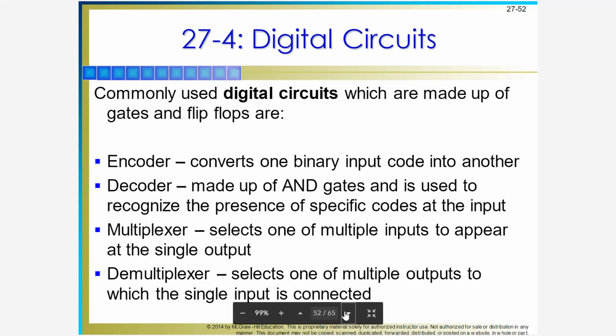Multiplexer. How about the multiplexer? It selects one of multiple inputs to appear at the single output. Multiplexer means it has multiple inputs, then only one output, or one selected output. Next, the demultiplexer selects one of multiple outputs to which the single input is connected. As you can see, the multiplexer and demultiplexer are inverse of each other.